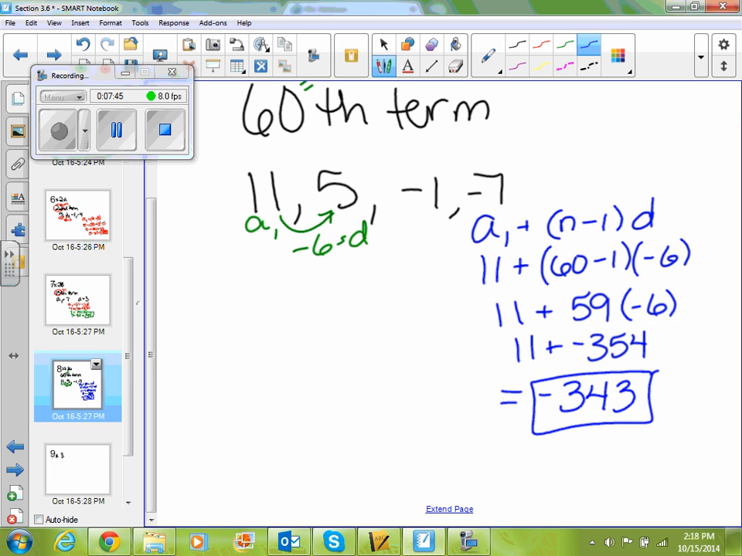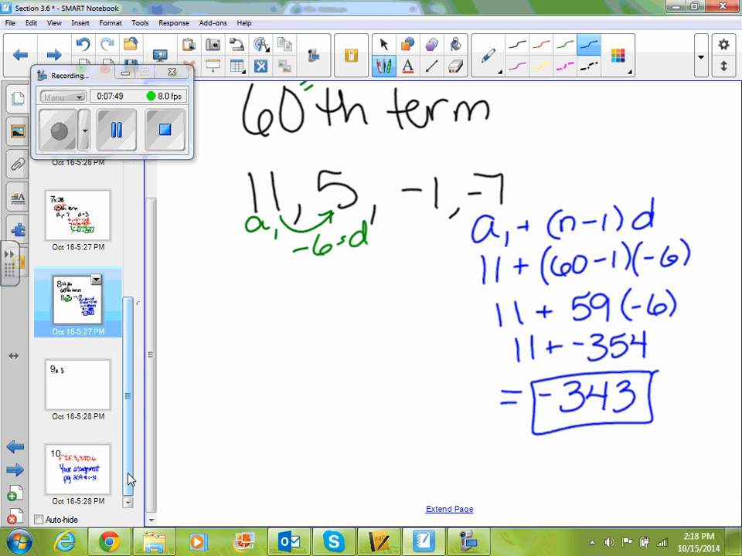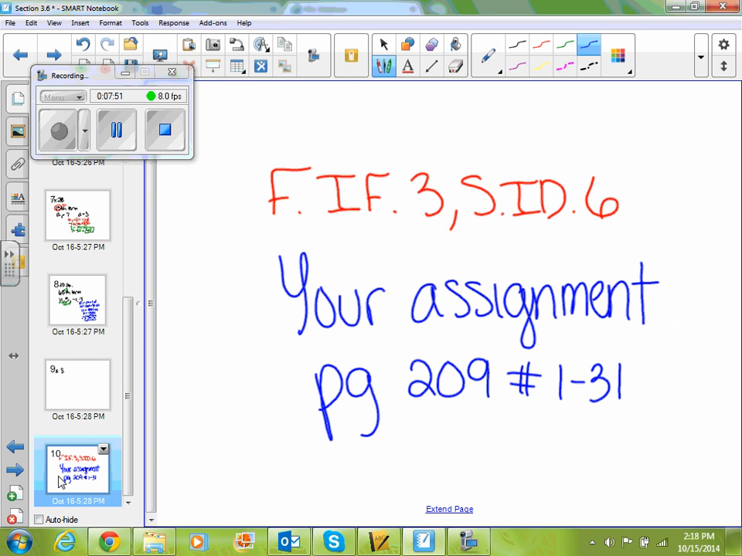Use your calculator for those because it will make it easier. You are going to work on page 209, 1 through 31.